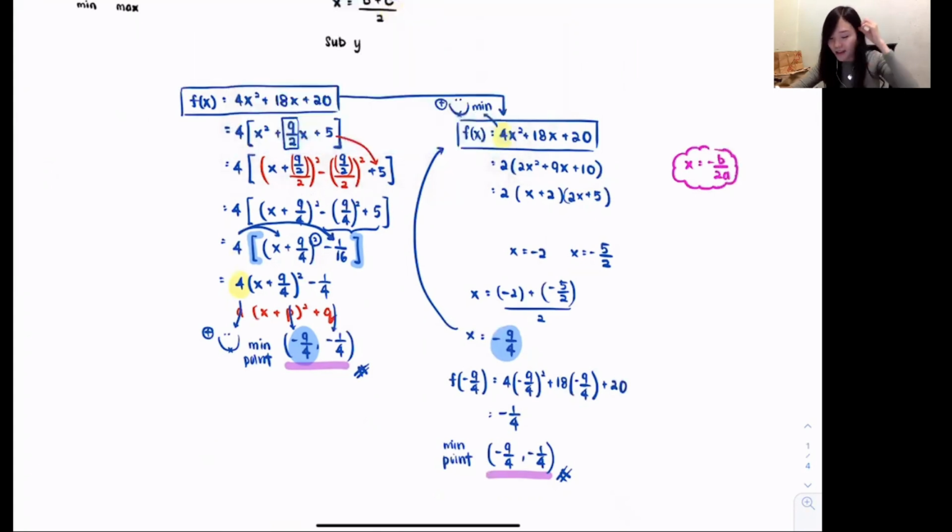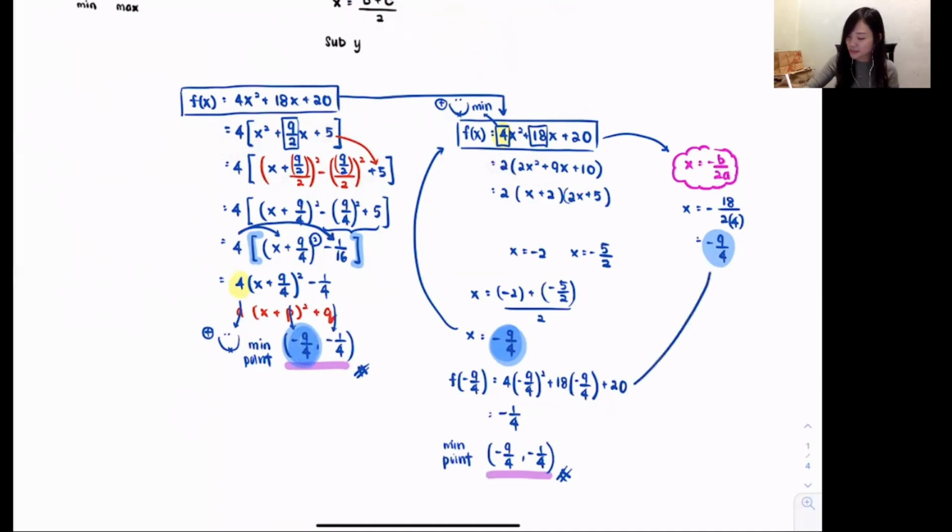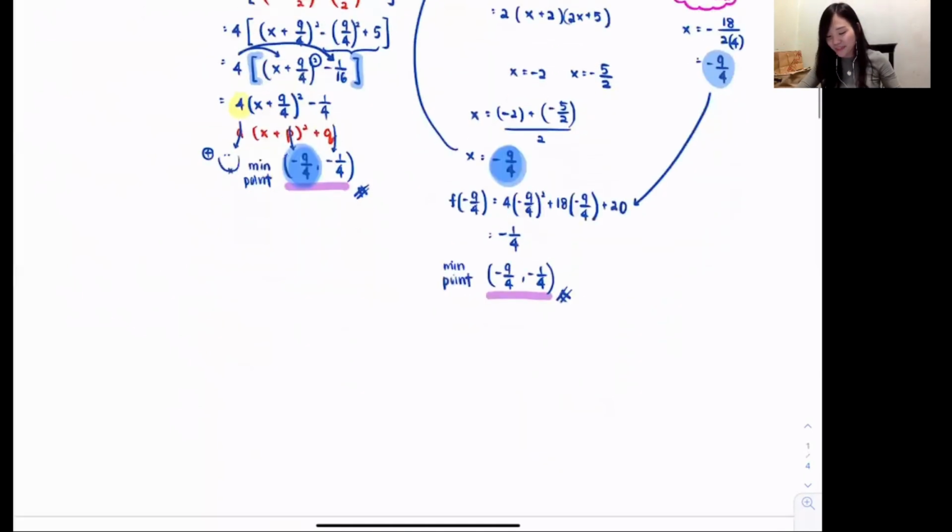So let's try this particular equation now. x equals negative my b, 18, over 2 times my a, which is 4. Press the calculator: negative 9 over 4. Do you realize it's just like that? Is it the same answer as these two? Yes. This formula can straight away tell you the x value. And maybe you will ask, teacher, how to get the y value? Same thing, sub inside, and you will get back the same answer. So in total, I taught you 3 methods, but I will always show the first method, because the first method is the one that always comes out in the exam.